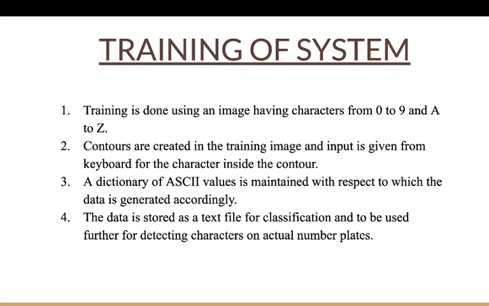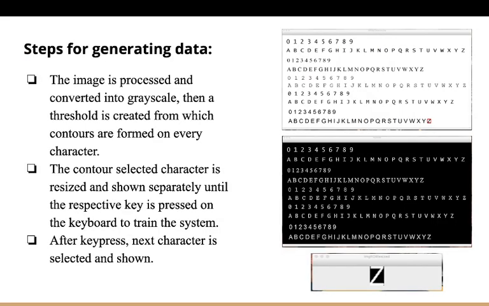The training of the project is done using an image having characters from 0 to 9 and A to Z. Contours are created around each character in the input, and the input is given from the keyboard to help the computer recognize the character. A dictionary of ASCII values is also maintained, with respect to which the data is generated.